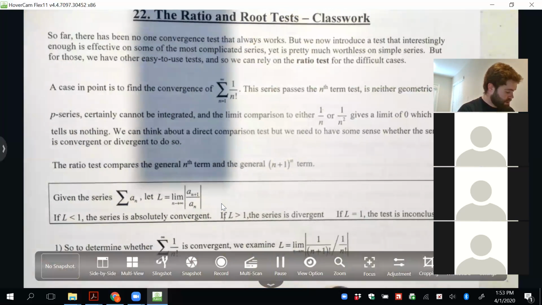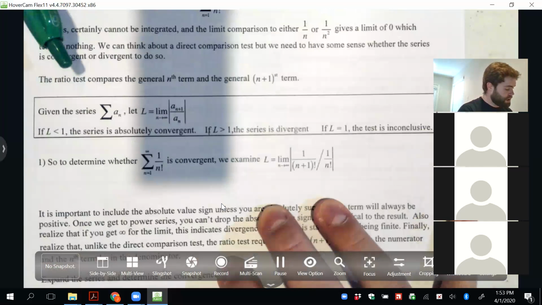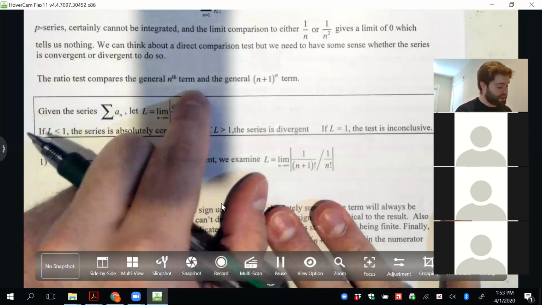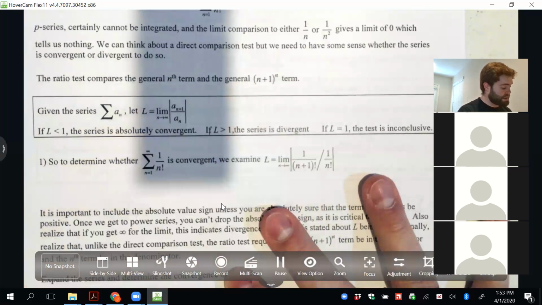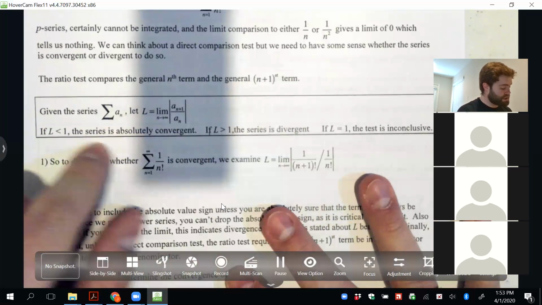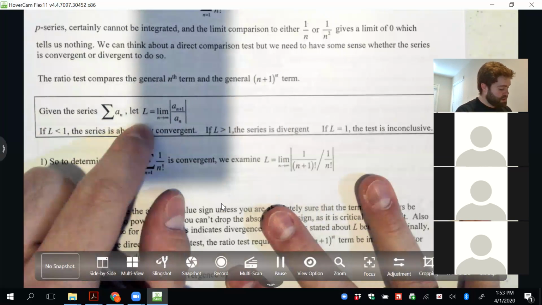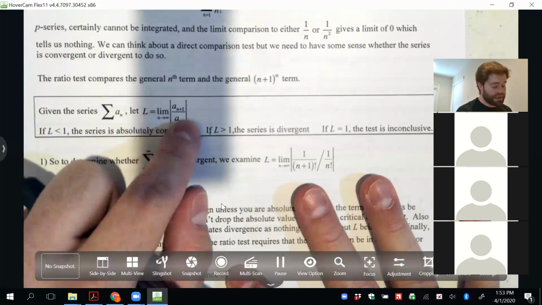Okay, so actually, what does the ratio test say? The ratio test is essentially just comparing the nth term to the n plus first term. It's comparing two consecutive terms as we go far down the line. So given some series, sum of a sub n, we're going to let the capital L be the limit as n approaches infinity of the absolute value of a sub n plus 1 over a sub n.